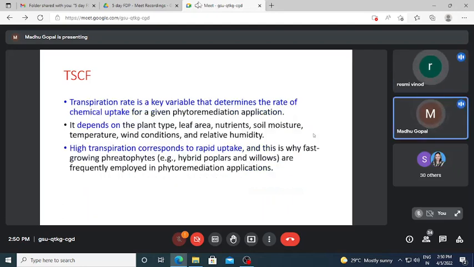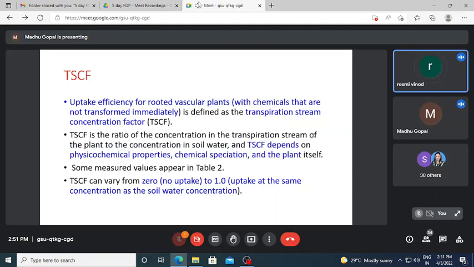Excuse me, sir. May I ask one doubt here? Sir, in what condition will TSCF be 0? That means the plant is not making any uptake. If it is 0, there is no uptake. So that plant is not suitable, or in what way will we infer that result? We can conclude that the plant is not suitable for that particular condition. Oh, thank you, sir.